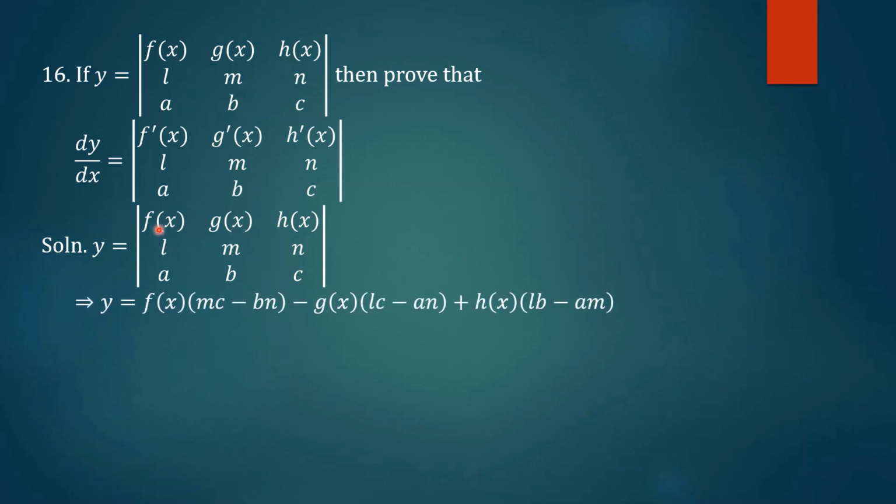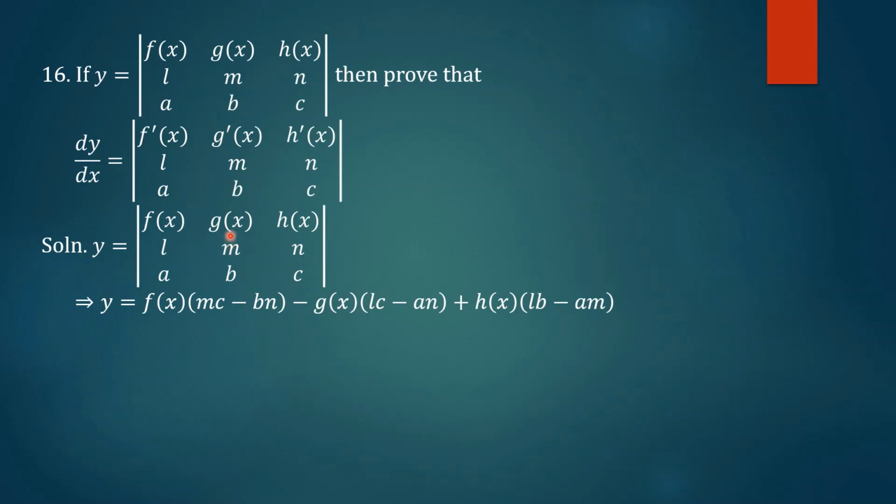So y is equal to fx into, then you are to leave the row and the column in which fx is contained. So fx is contained in this row and in this column. So you are to leave these two. So remaining terms are only these four. So it is just take cross product mc minus bn. We have written here mc minus bn.